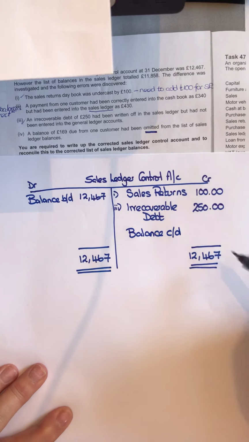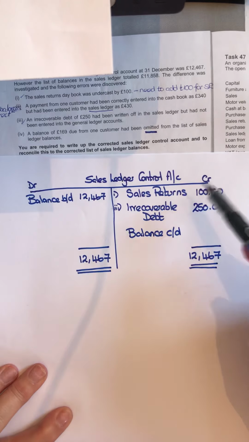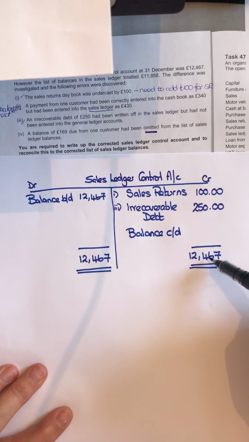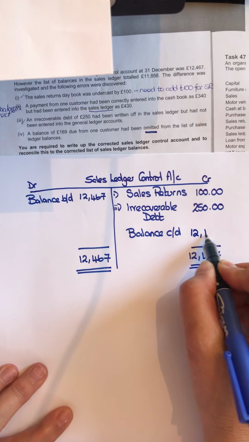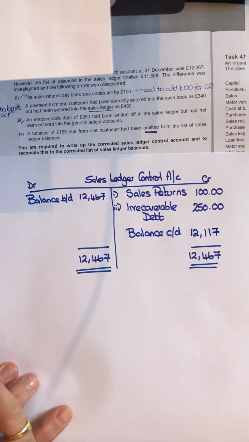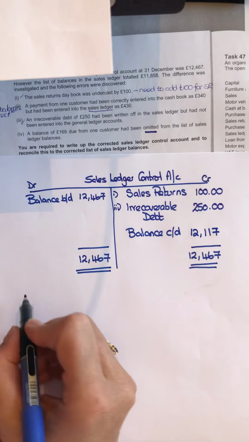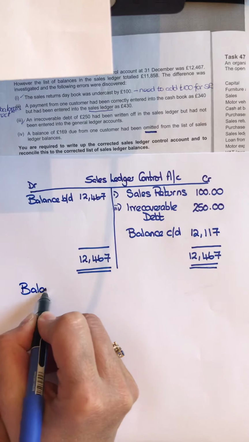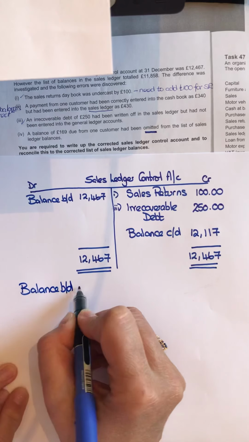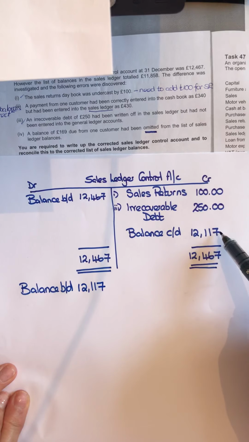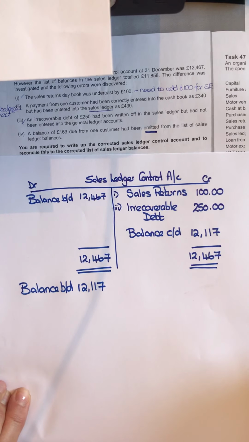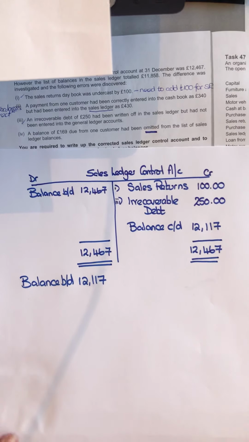If we take the 100 and the 250, add them together, that's £350. If we take that away from the totals box, you can see that we get a balancing figure of £12,117. And we'd bring that down onto the debit side, balance brought down, £12,117. So we've put something on the credit side and then we've also put it on the debit. So we've now balanced our accounts properly. Now we still haven't taken account of 2 of the bullet points. So let's have a look at those.